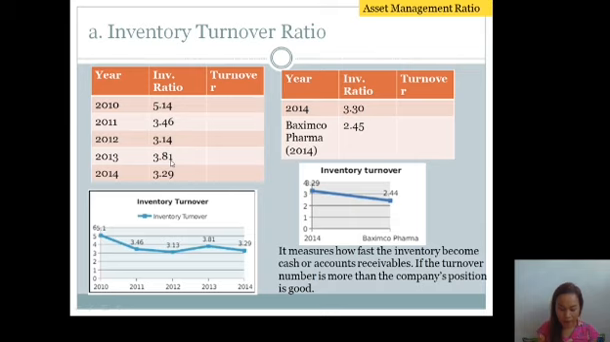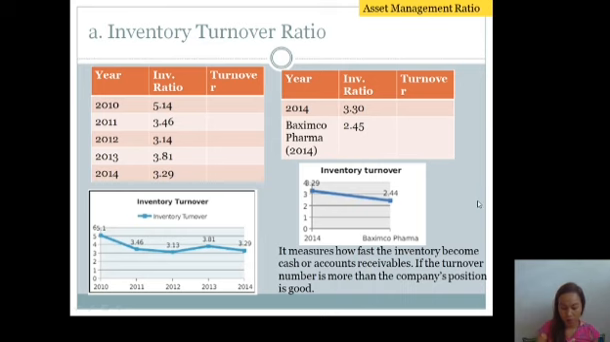On the other hand, we can see that this ratio was higher compared to Baximco Pharma, which is 2.45. It might be holding excessive stocks of inventory in recent years, but the rate is higher than the compared firm, which indicates that their inventory management is good.